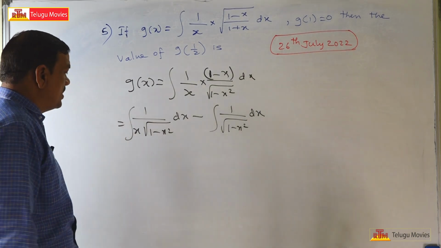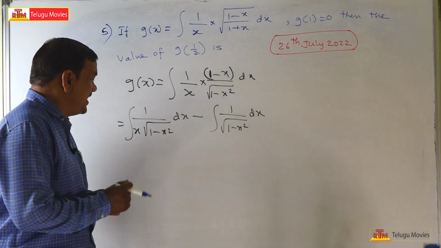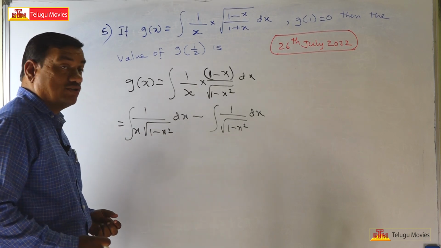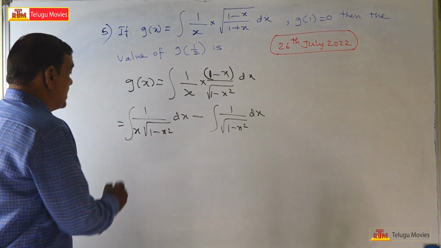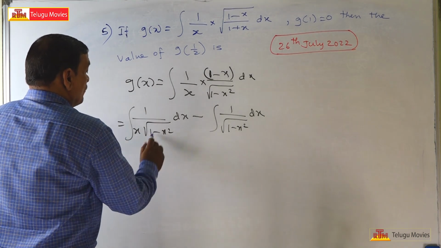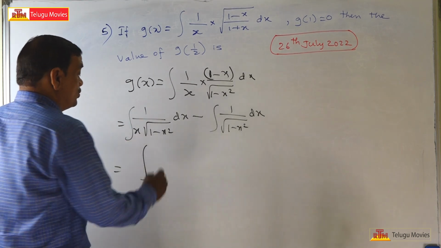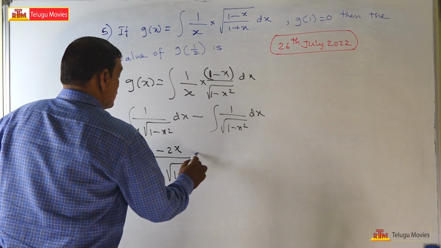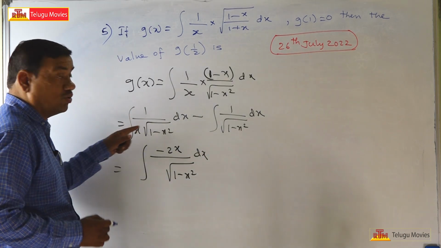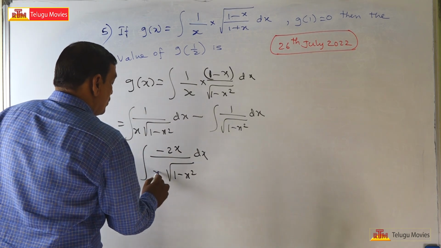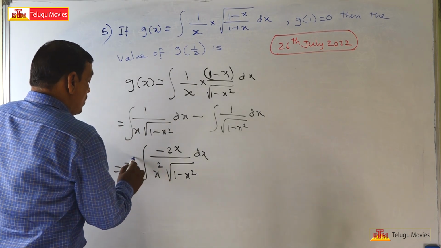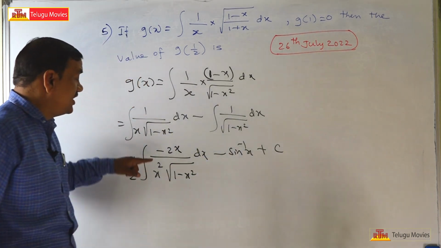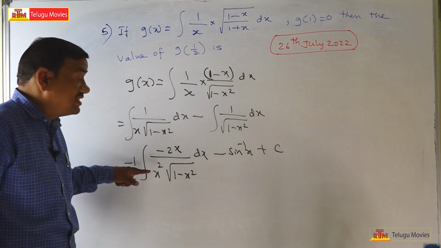But what about this one? To do this problem, I will rearrange the term here. What is the derivative of 1 minus x square? It is minus 2x. Here I will write minus 2x, as I am rearranging the term: the derivative of 1 minus x square is minus 2x, by root of 1 minus x square dx. To compensate for this, here you have to write x square, and here I have to write minus 1 by 2. So this is sine inverse of x. Forget about this plus c. Observe here, what are the changes I have made?